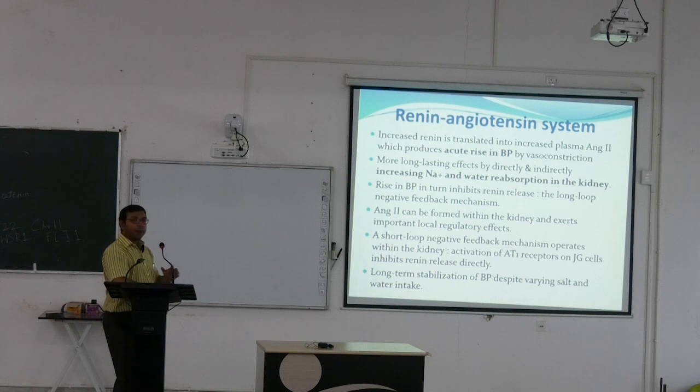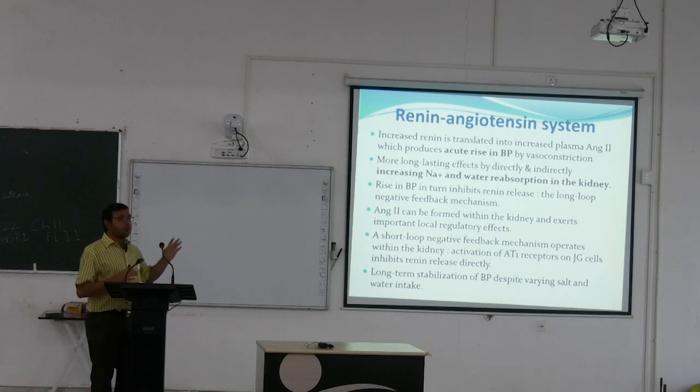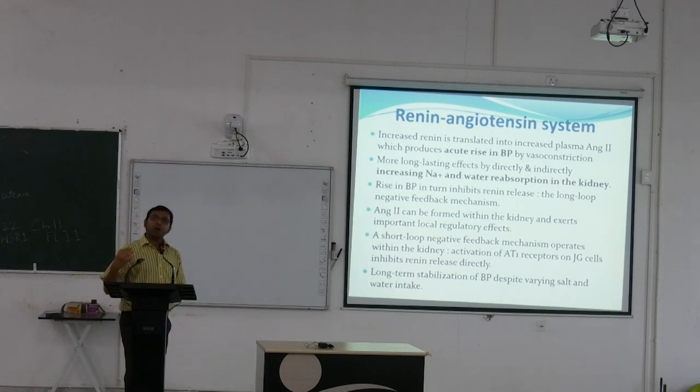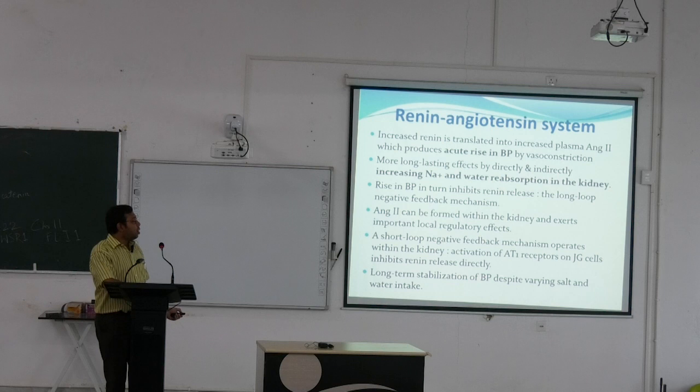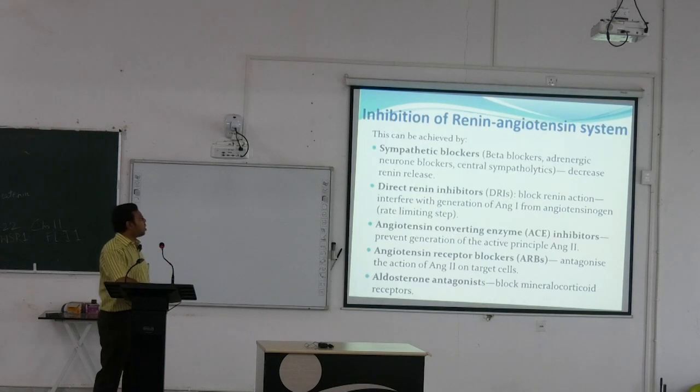So ultimately this system is continuously in action. When we are in the hypovolemic state, when there is diarrhea or when we are deprived of water for a long period of time, it acts, and ultimately, over a long period of time, blood pressure stabilization happens. Now coming to the inhibition of the renin angiotensin system, how can we inhibit this system? By different types of drugs.